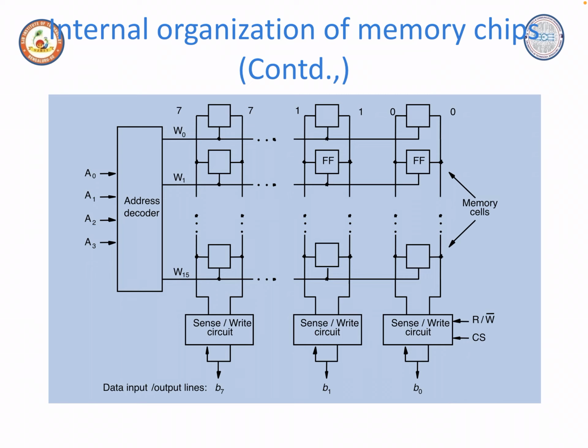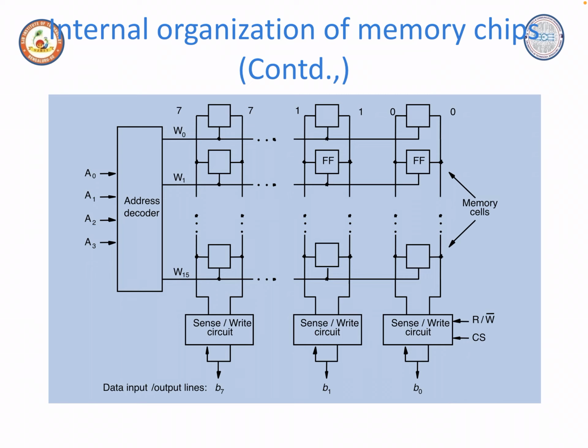So 2 power 4 indicating 16 address locations that you can get uniquely. Starting W0 address is 0000. If I give A0 to A3 as 0000, it will be locating to the first column.